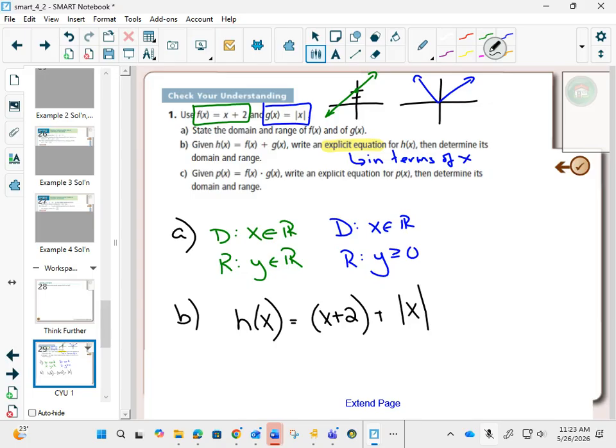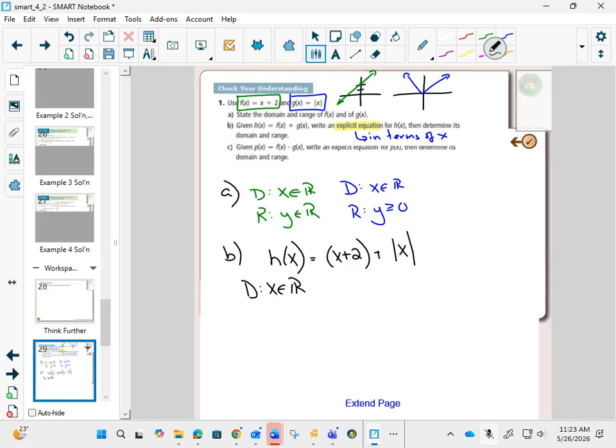Now the domain we can figure out from this one easily because the domain of the first two was everything. So the domain of h of x, when you add them together, will be everything. But the range is a little tricky. You almost have to do the graph to figure out the range. So in this graph, if I start adding these graphs together, I'm going to have the following results. I'll do this one in purple. So I look at my original graphs.